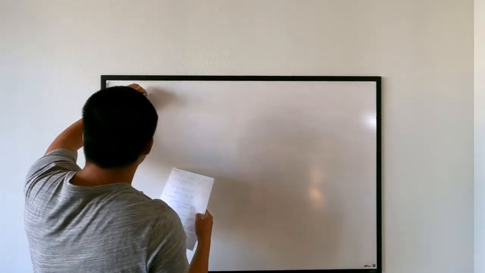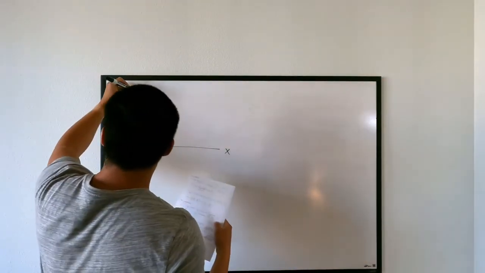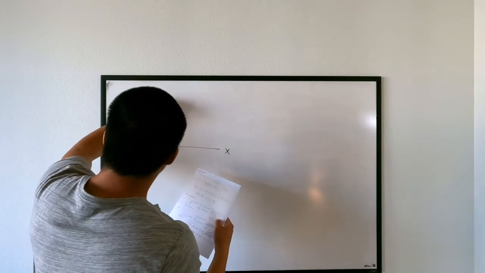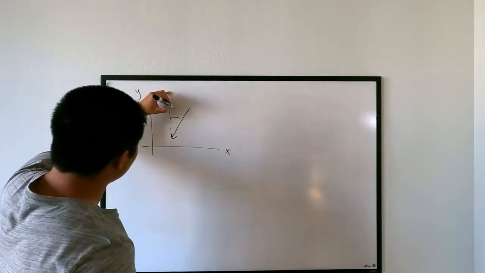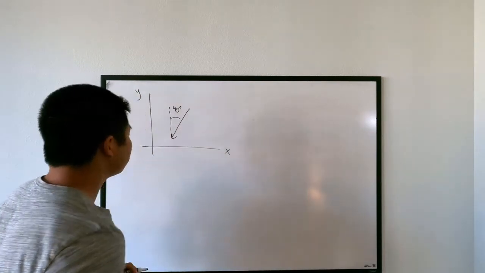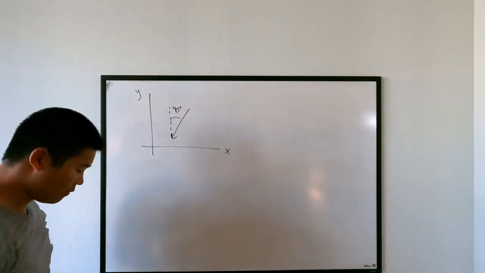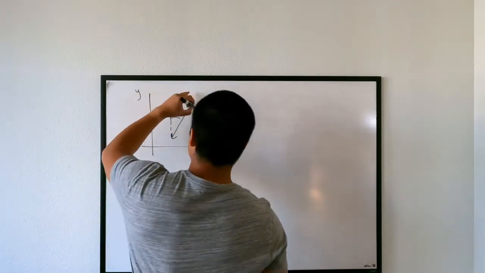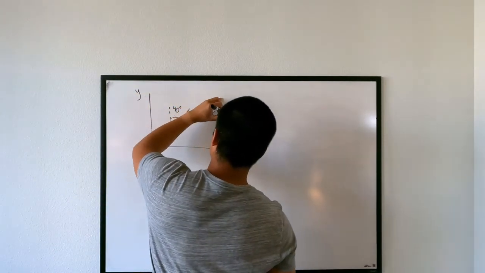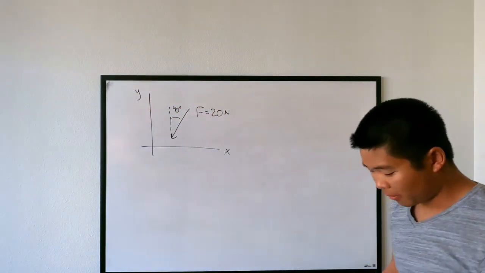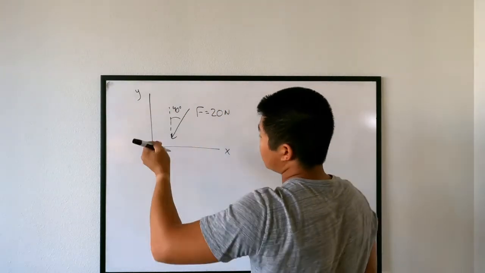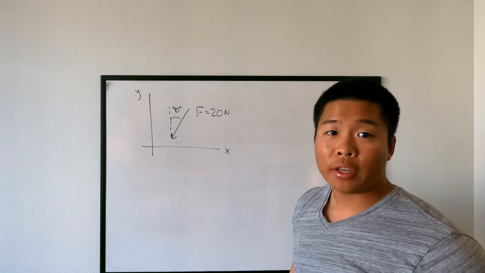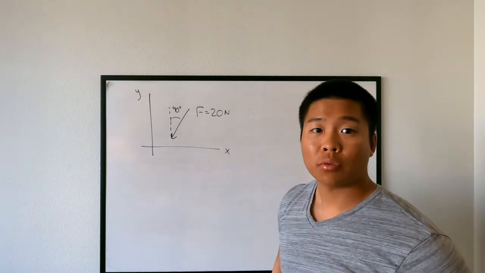Suppose I have a force that acts 40 degrees from the vertical. The magnitude just happens to be 20 newtons. Fantastic. Now, I can figure out the x and y components by using trig, as you would expect, right?